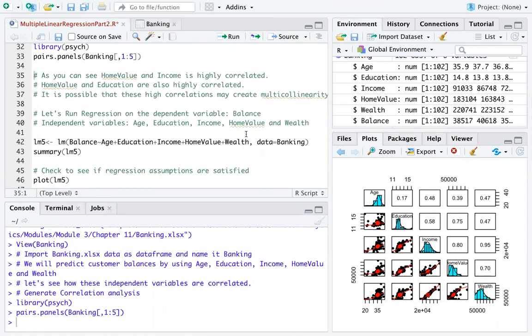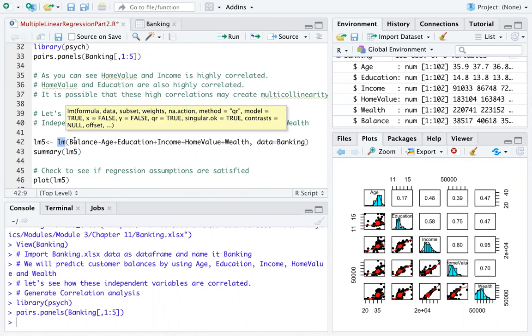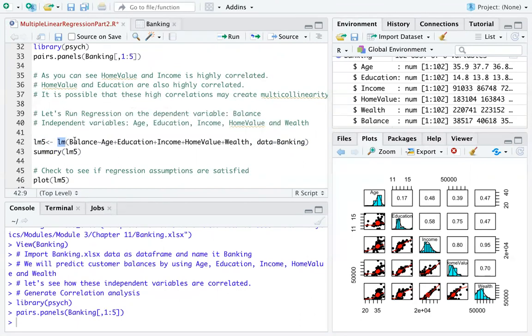Let's, as I said, by using the banking data, let's create our linear regression model 5. So this is the name that I just gave. You can name it anything else. And remember, the lm function is the one that we use to put together linear models, in this case, multiple linear regression. And this tilde is just to represent the fact that we would like to represent balance as a function of all these 5 independent variables.